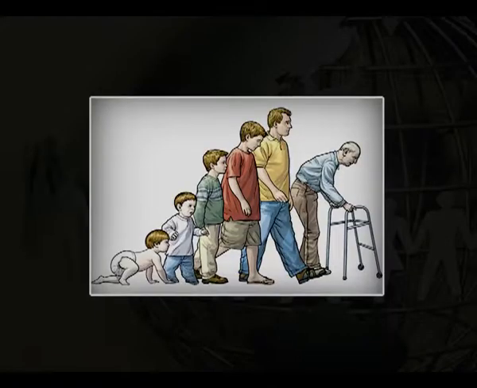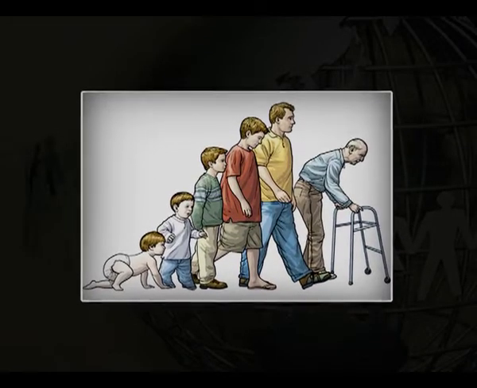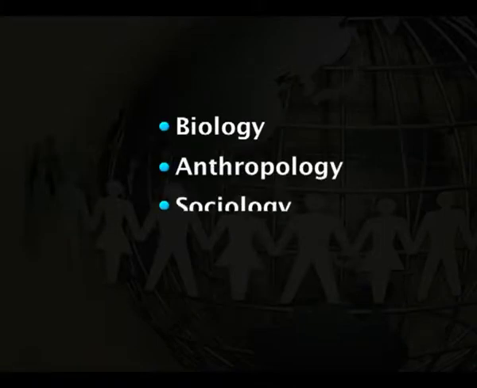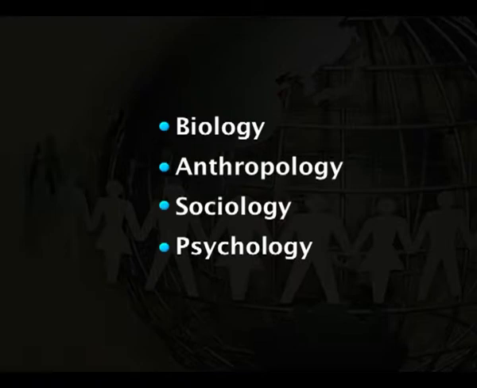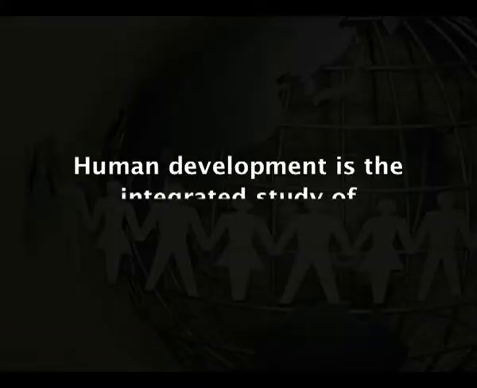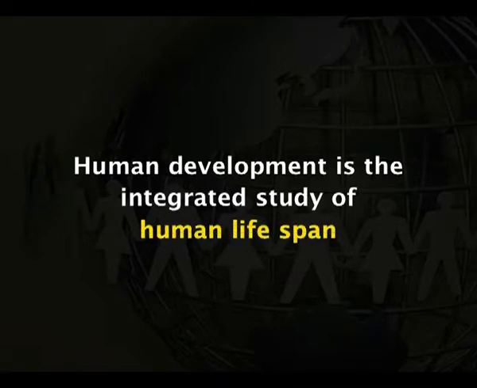To understand human development, we must understand the human organism at all ages and stages from the point of view of biology, anthropology, sociology as well as psychology. For example, to understand and explain adult behavior, one must understand child development, because it is important to examine the processes and the experiences of childhood that have contributed to the adult behavior. Human development is an integrated study of the human lifespan.